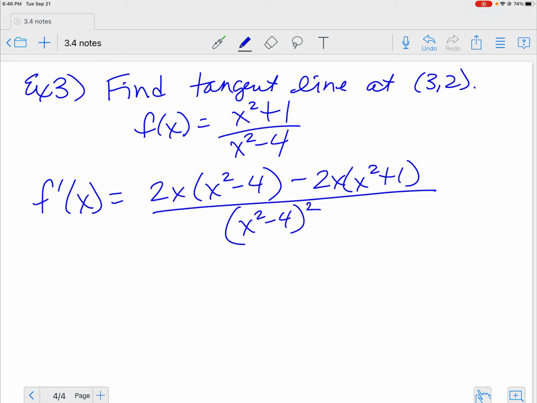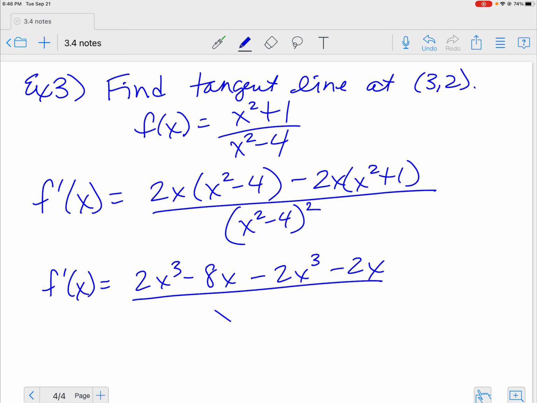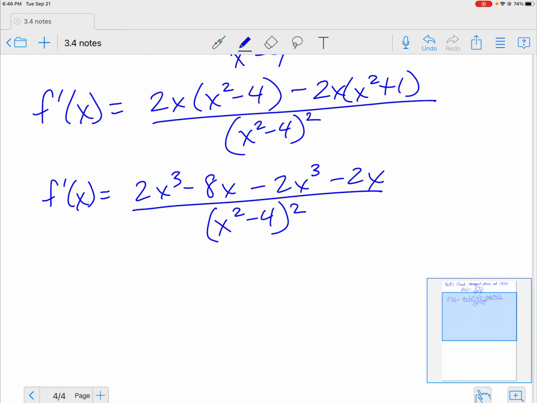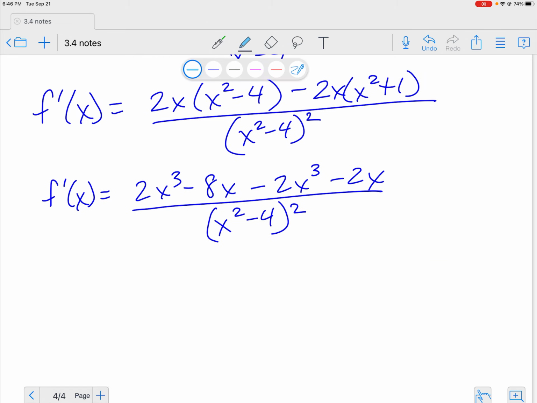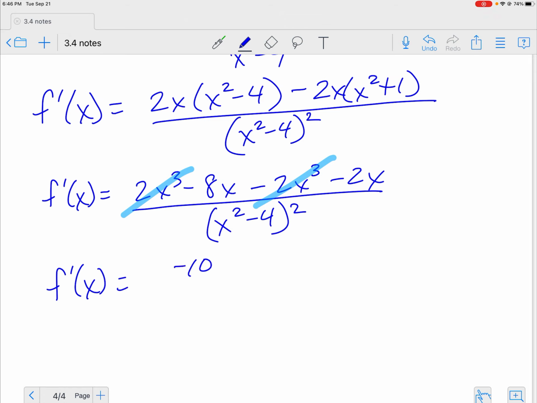All right, now clean it up. F prime of x is now equal to 2x cubed minus 8x. Oh, that's nice. Minus a 2x cubed minus 2x. Ooh, this isn't too shabby. This is a plus 2x cubed and a minus 2x cubed. Okay. Negative 10x over x squared minus 4 squared.